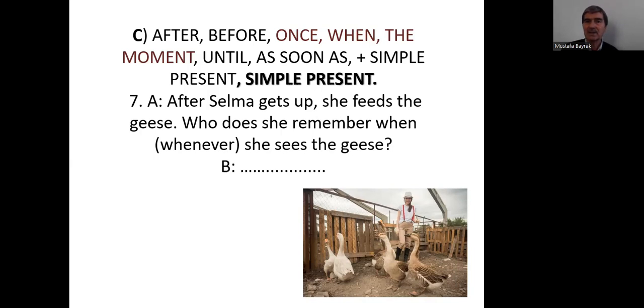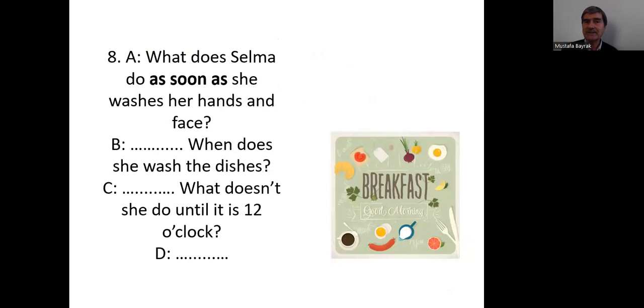Who does she remember? When or whenever she sees the geese, she remembers her father, or she remembers her grandfather when she sees the geese, because the geese were her grandfathers in the past. What does Selma do as soon as she washes her hands and face? As soon as Selma washes her hands and face, she sets the table for breakfast.